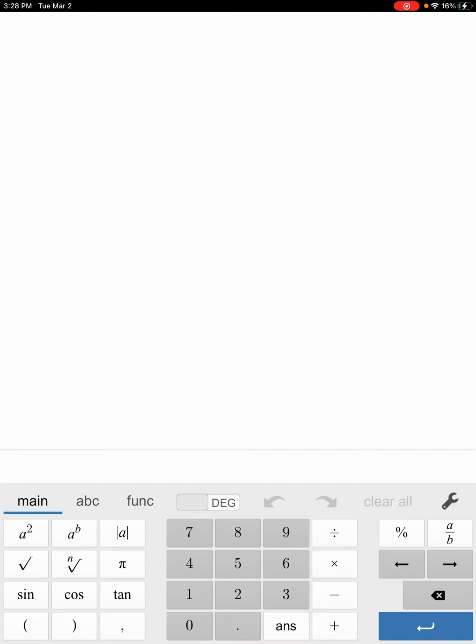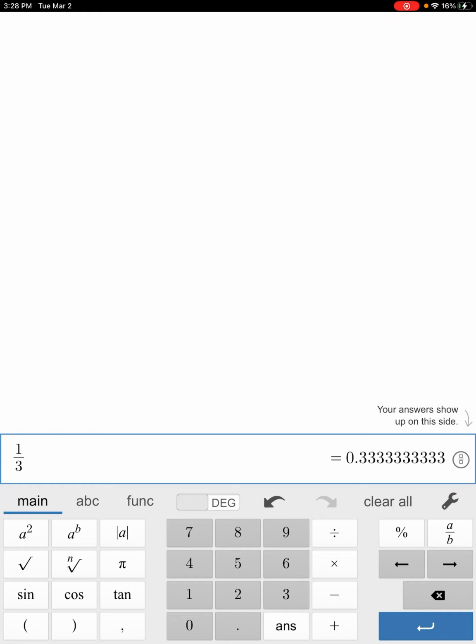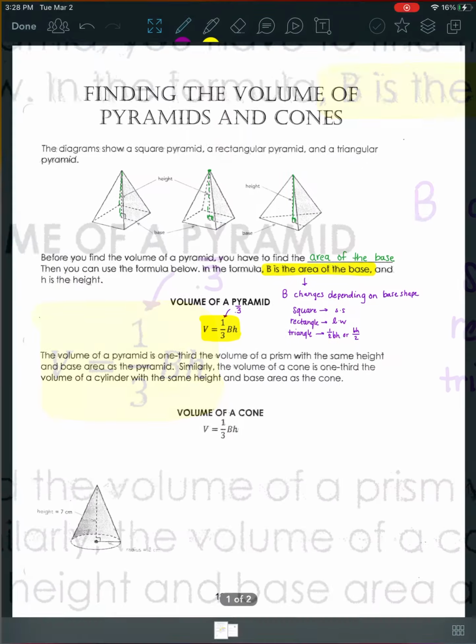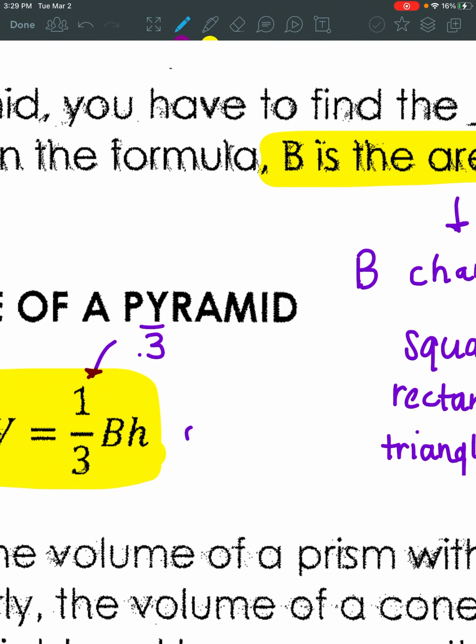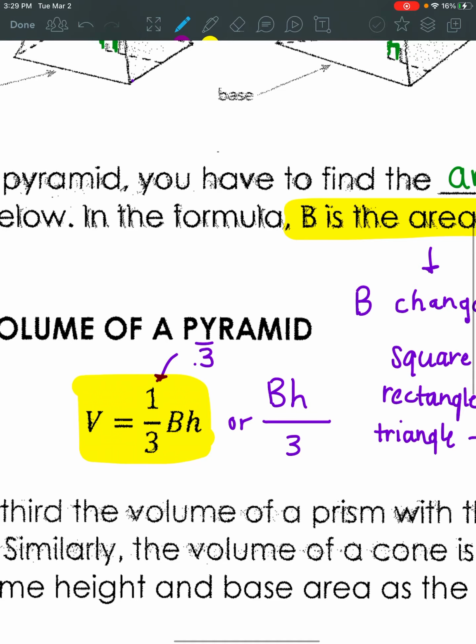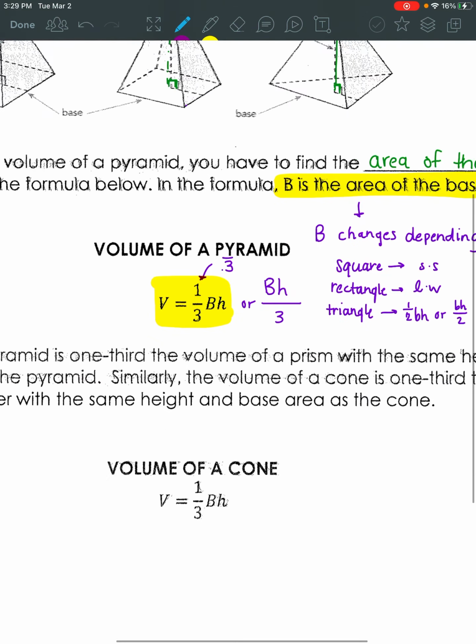When you use this in your calculator, you can either do 1 divided by 3 and then click out front of it to multiply, and notice here that long decimal. Or we can do the area of the base times the height, so the capital B times the height, and divide it all by 3. That is the same thing as multiplying by 1/3.